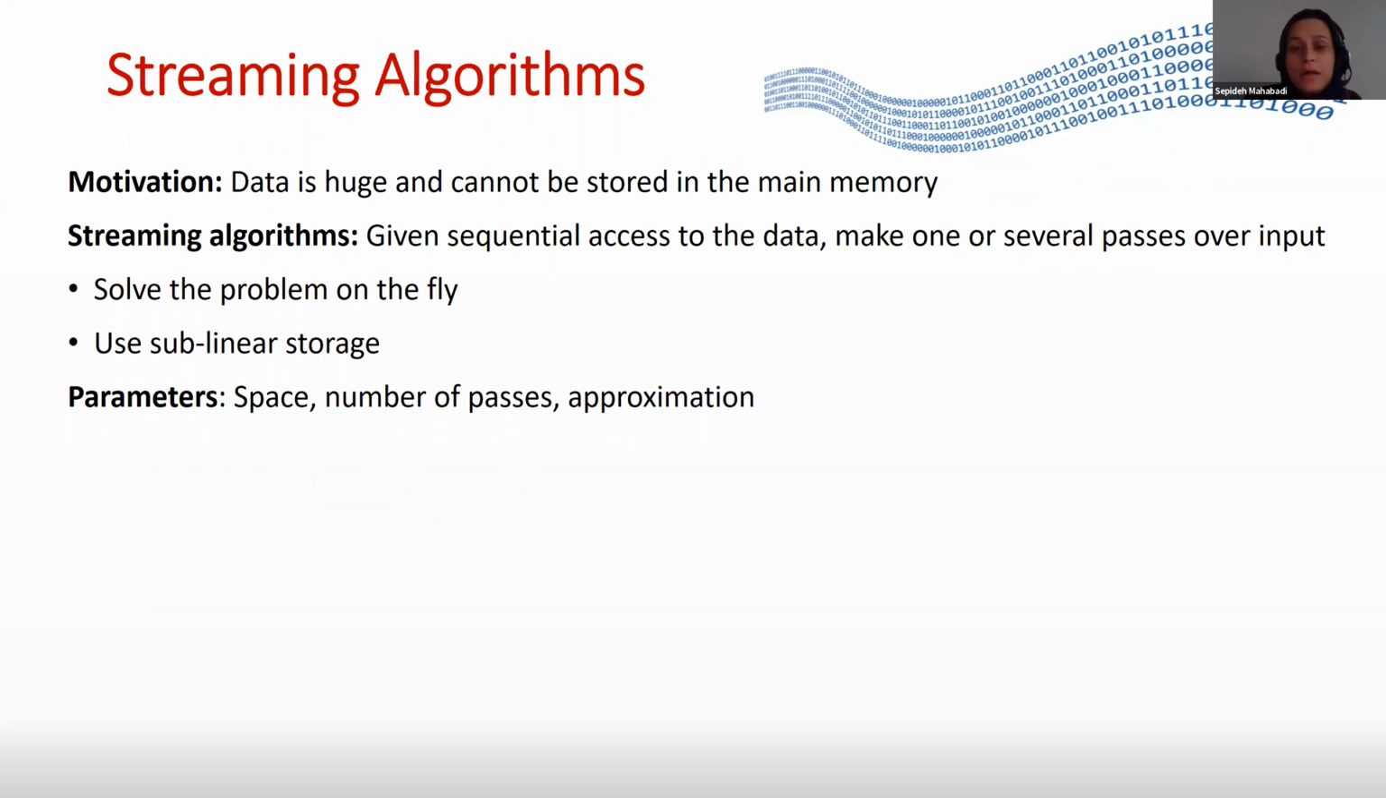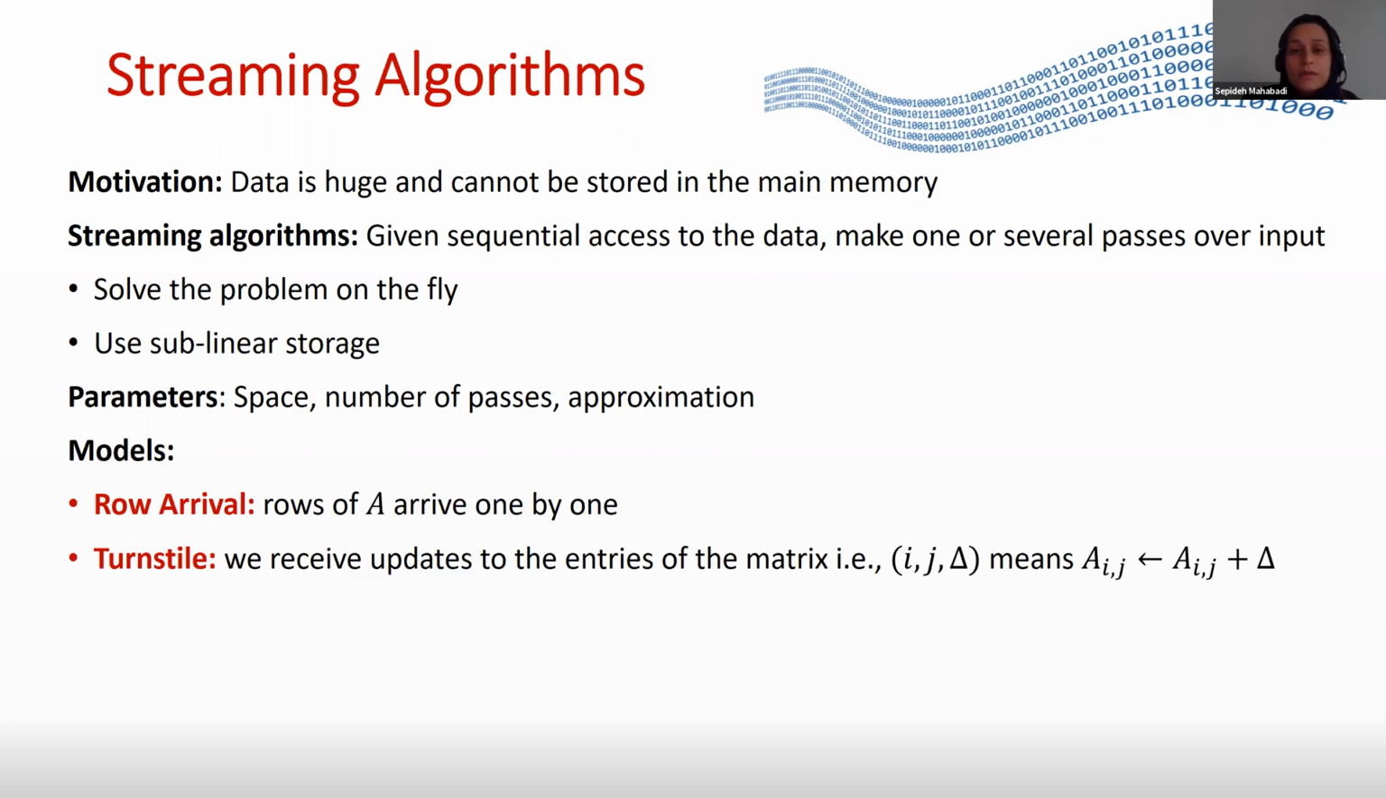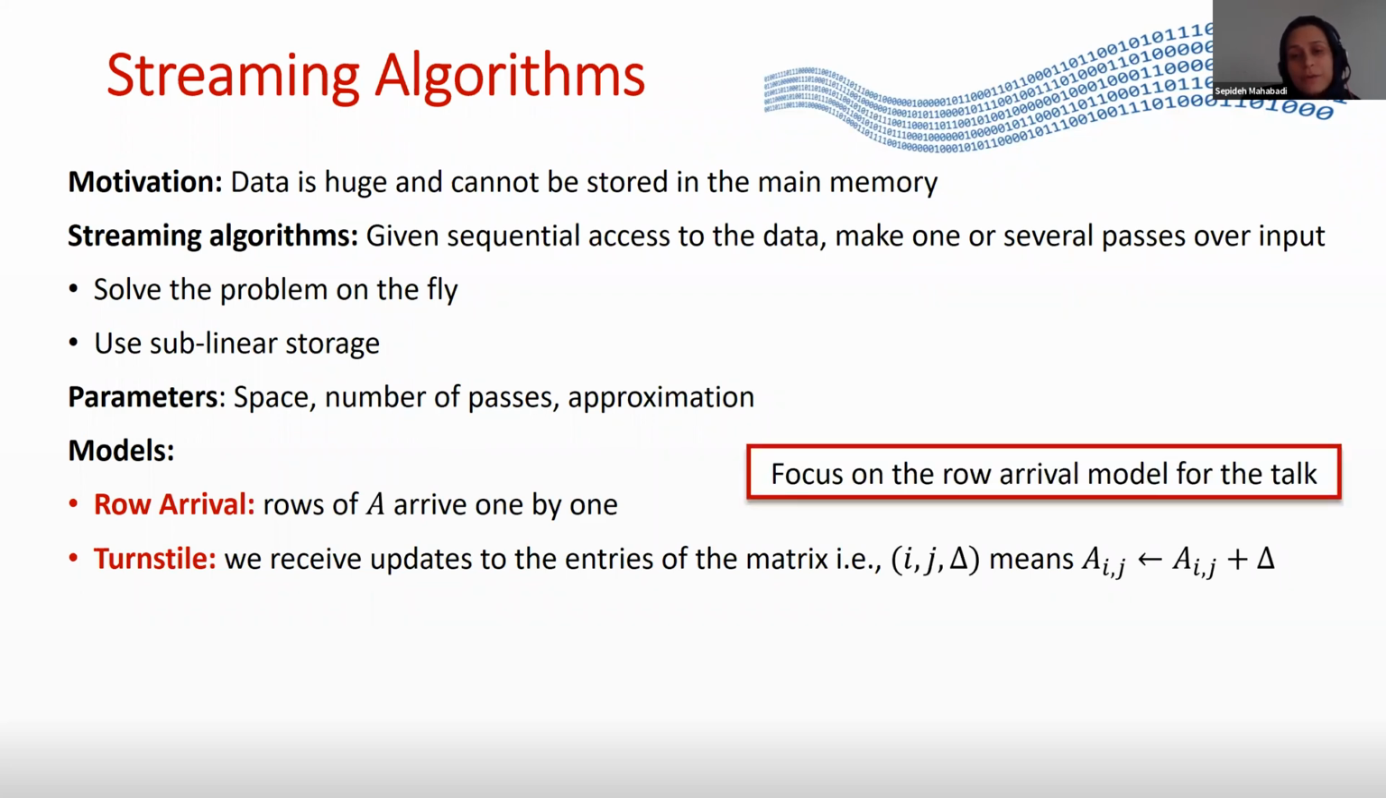Now our input to the problem is a matrix. The matrix is huge, and it's coming in a streaming fashion. We can consider two models of streaming. One is row arrival, where the rows of the matrix come one by one in the stream. The second is turnstile, where we receive updates to the entries of the matrix. For example, we receive i, j, and delta, meaning add the value delta to the (i, j) entry of the matrix, and delta could be positive or negative. For the purpose of the algorithms, I'm going to focus on the row arrival model, but I'll make it clear which results hold in the turnstile stream and which hold in the row arrival model.